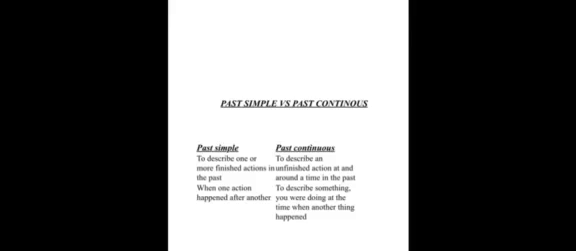Alright? The second use of past simple is when one action happened after another, which means we have a series of actions. For example, when Joe came, we watched a movie. We have a series of actions. Two actions happened in the past and both actions were finished. Alright?